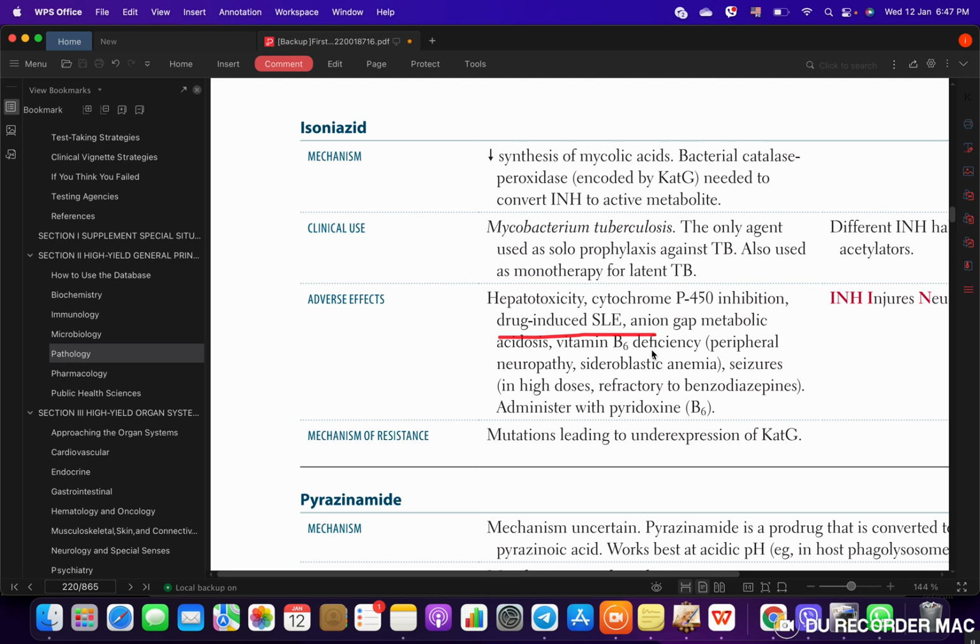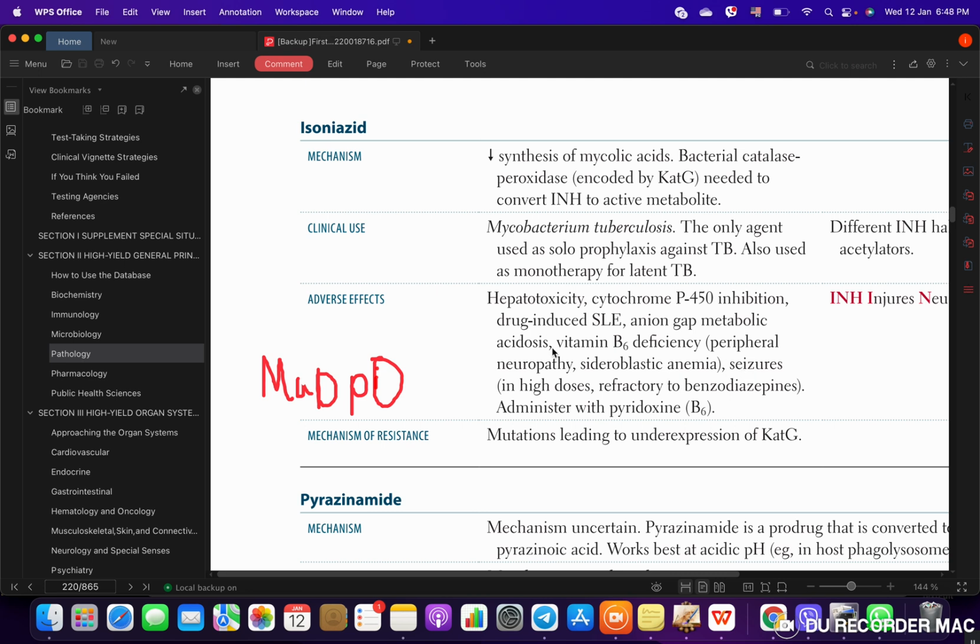Does anybody remember what other drugs can lead to drug-induced lupus? What other drug leads to drug-induced lupus? Okay, I will tell them. So we have hydralazine. Does anybody remember any other drug? Procainamide and isoniazid. Okay, so also this patient can have an anion gap metabolic acidosis. Remember the MUDPILES? MUDPILES. So it is the I, okay?